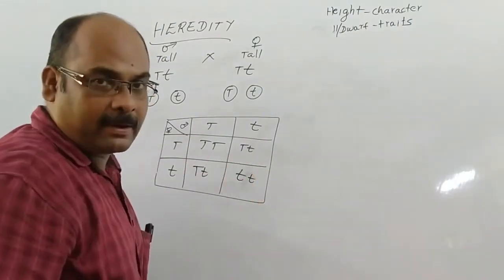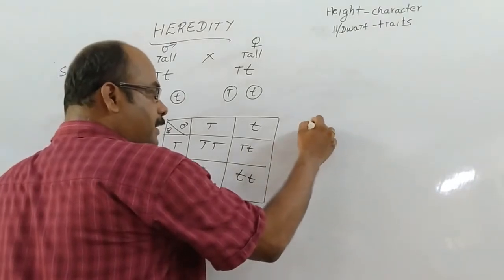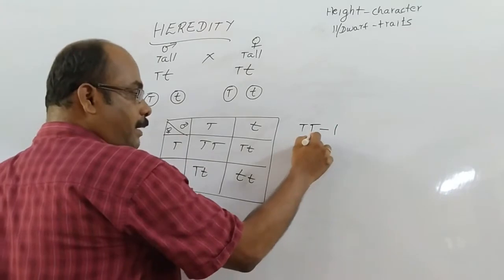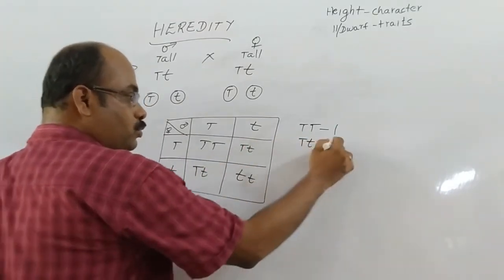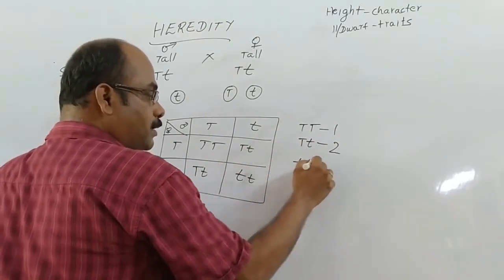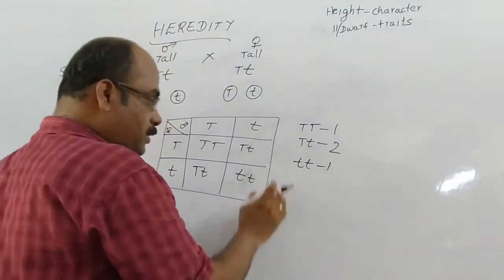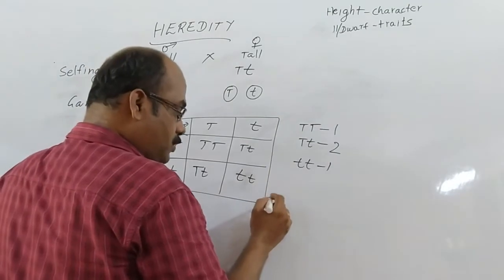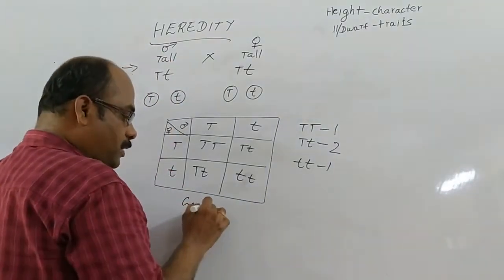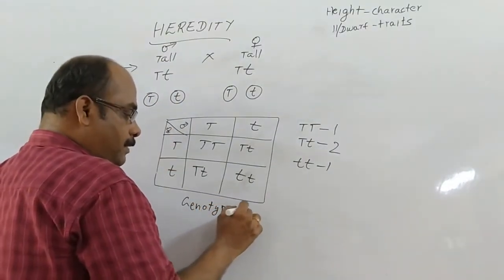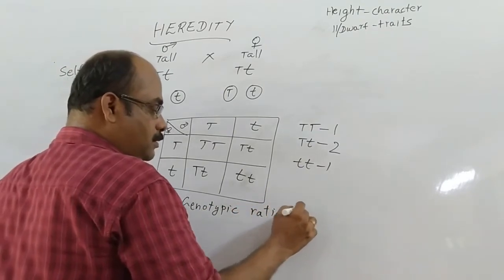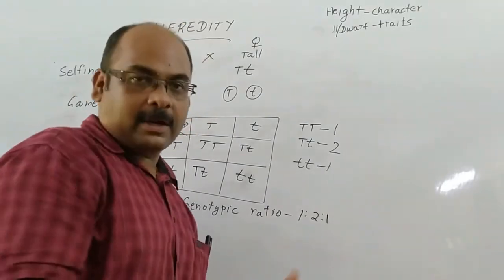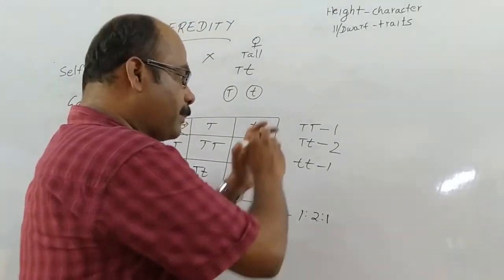Now you have to find out some ratios. So I will take it out and write. Capital T, capital T, how many are there? Only one. Capital T, small t, how many are there? Two. Small t, small t, one is there. So these are the genotypes, and this is the ratio of genotypes. The genotypic ratio is 1:2:1.